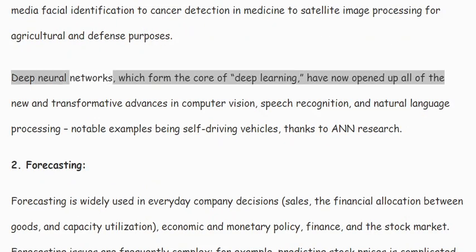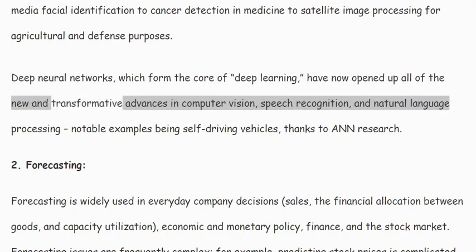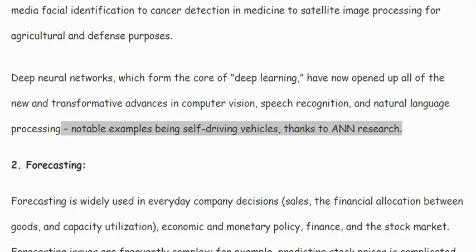Deep neural networks, which form the core of deep learning, have now opened up all of the new and transformative advances in computer vision, speech recognition, and natural language processing, notable examples being self-driving vehicles, thanks to ANN research.